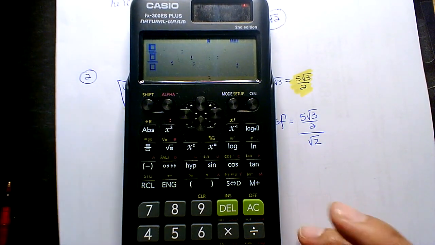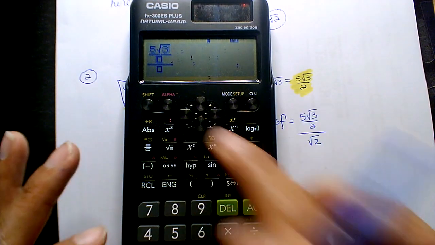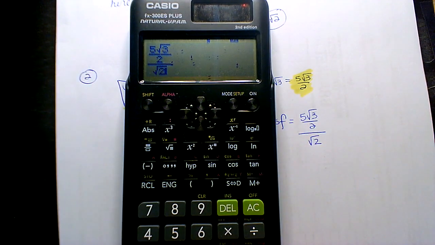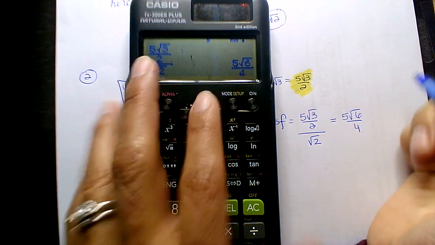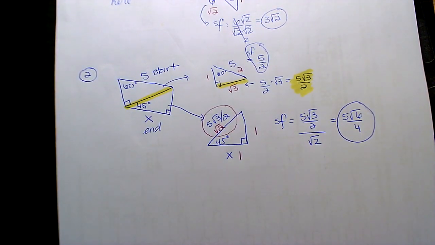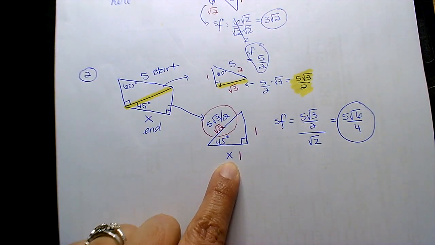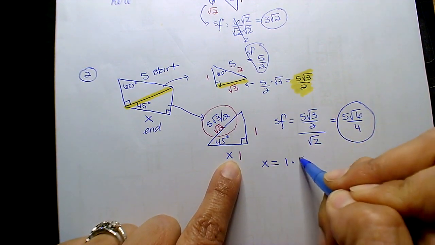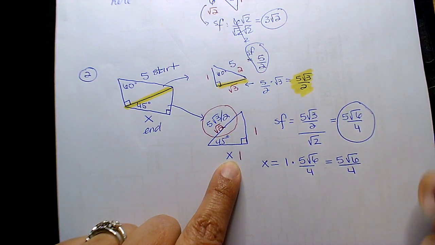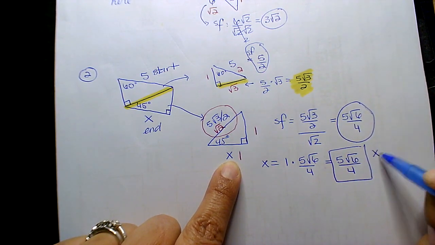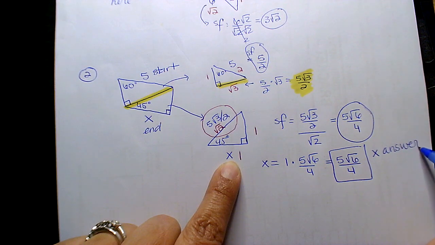So you're gonna hit fraction, fraction. So 5 rad 3, 2, rad 2. And you just hit equal, and you're gonna get 5 rad 6/4, I think? And that is a scale factor. So then what is x? X is 1 times 5 rad 6/4, which is 5 rad 6/4. And this is your x answer. This is your end-to-end answer.